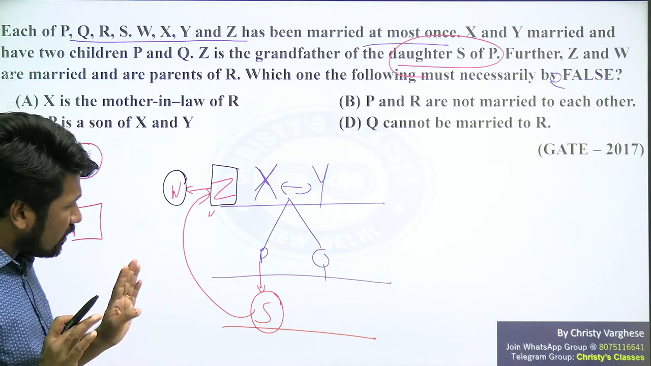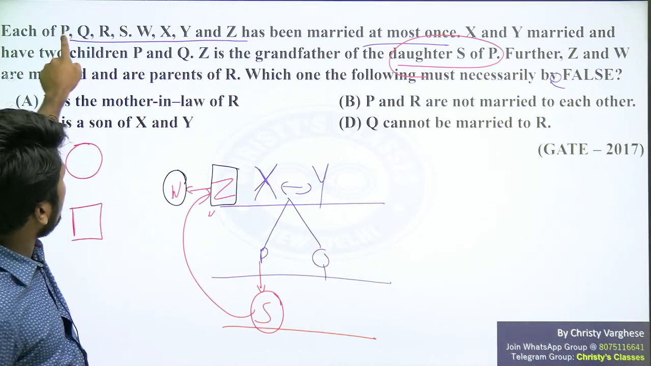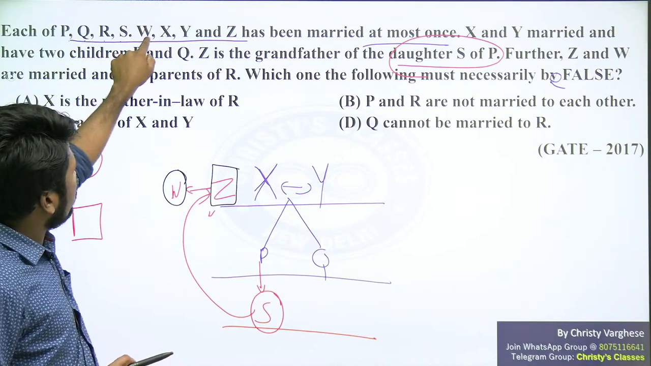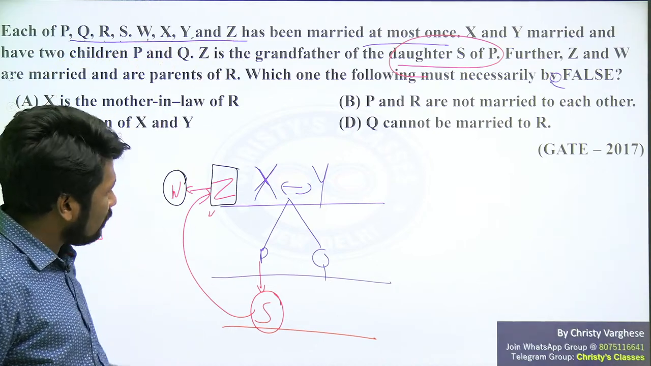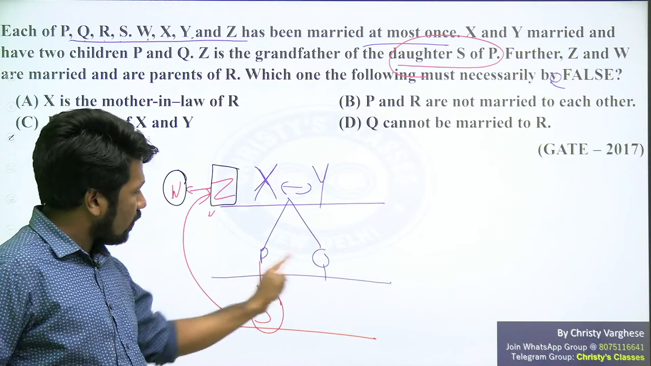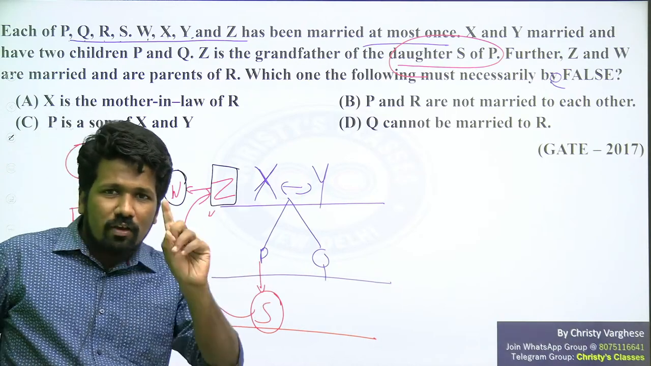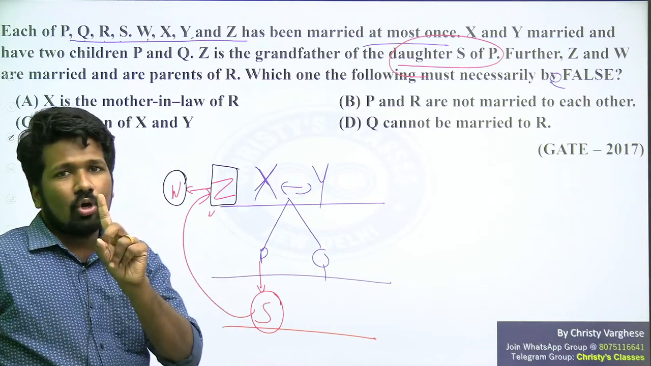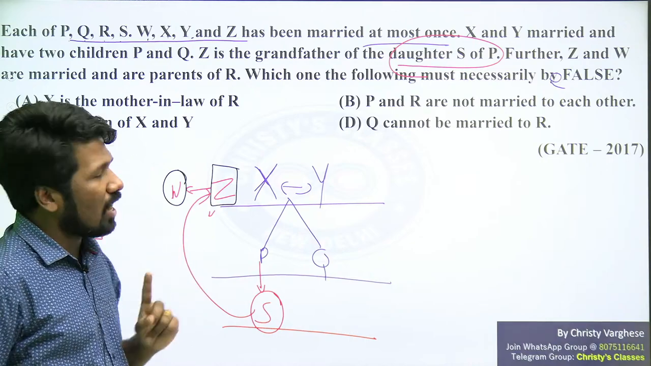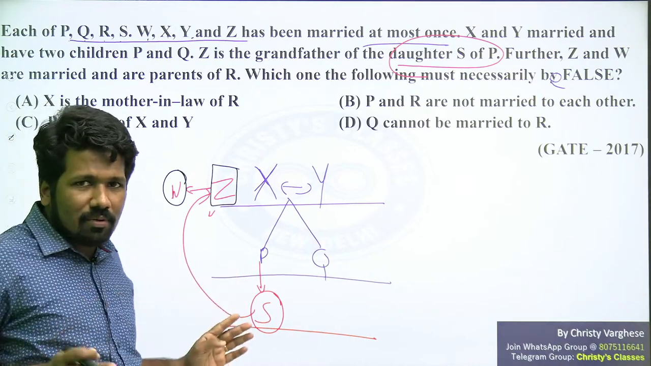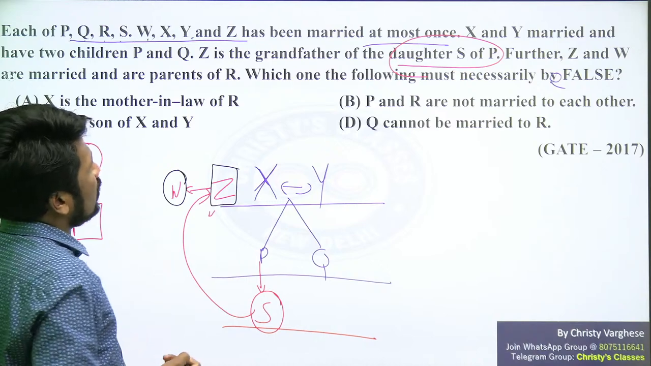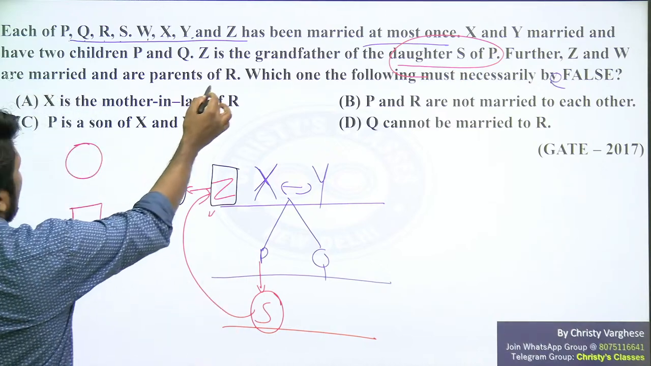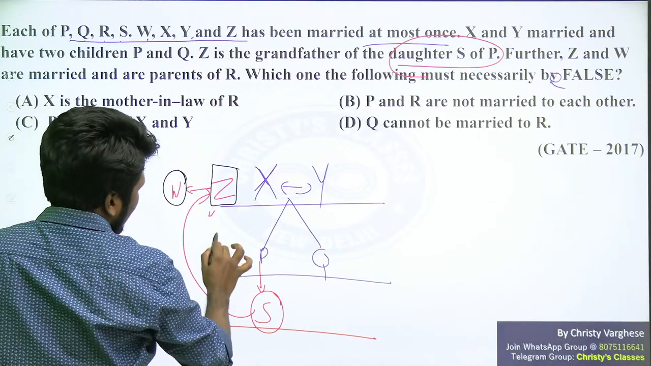Here you should note one thing. Total how many people are there? 1, 2, 3, 4, 5, 6, 7, 8. How many people have we listed already? 1, 2, 3, 4, 5, 6, 7. So there is only one person remaining, that is R. There is no one else remaining. That is enough to conclude the answer. Why? Z and W are parents of R.